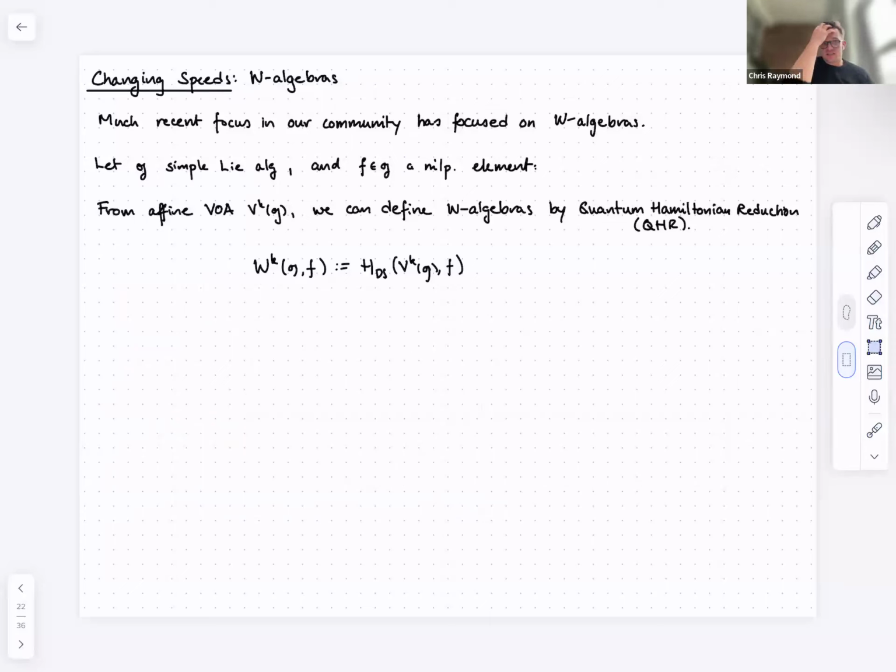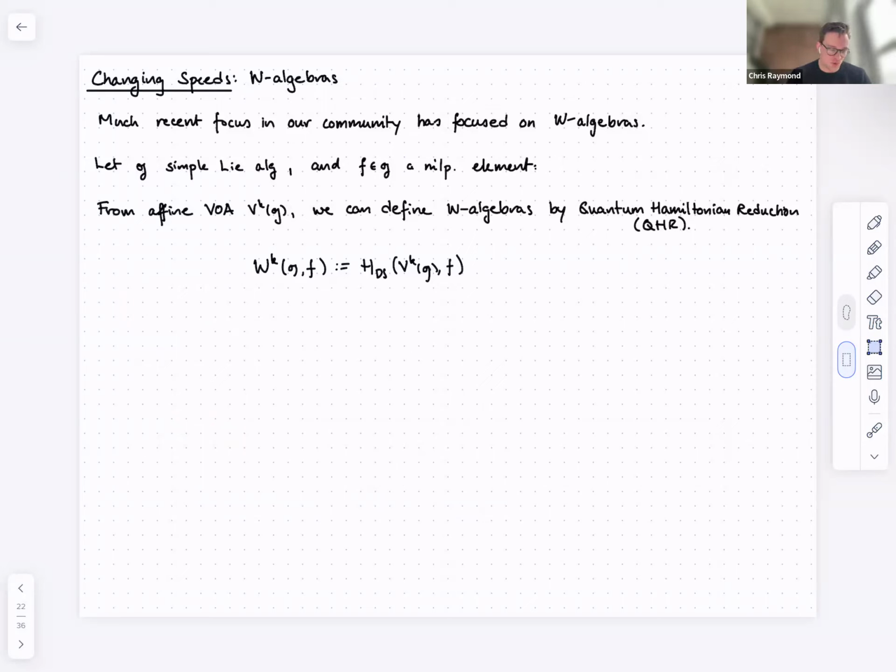Now I'm going to change speeds somewhat, right? So now what I really want to talk about are things called W algebras. And we'll link all of these things back together in a second. But at first, it's maybe going to come a little bit out of left field, especially for non-experts, right? There's been a lot of recent focus in our community, as I'm sure people can tell just by the titles of the talks in this seminar series, on these things called W algebras, right? What is such a thing, right?